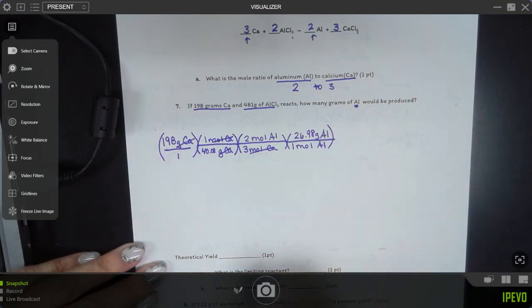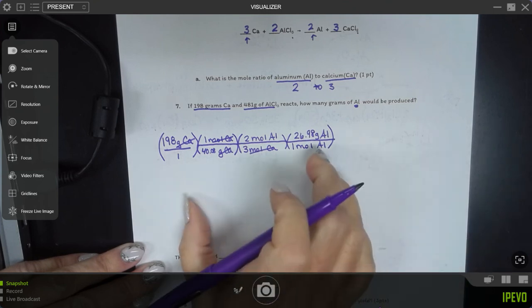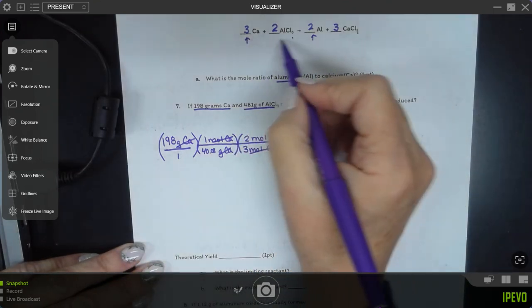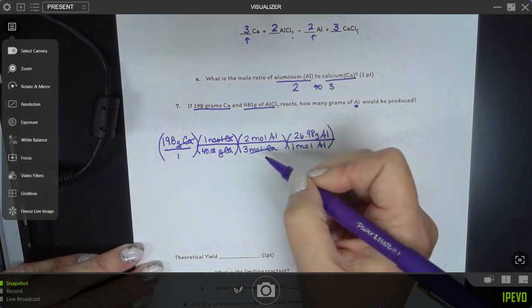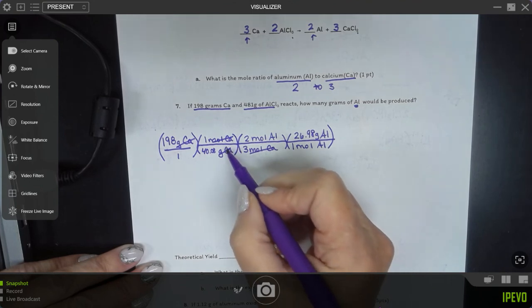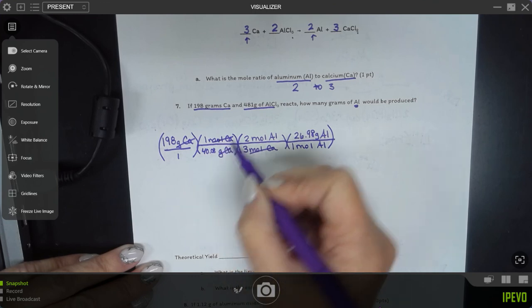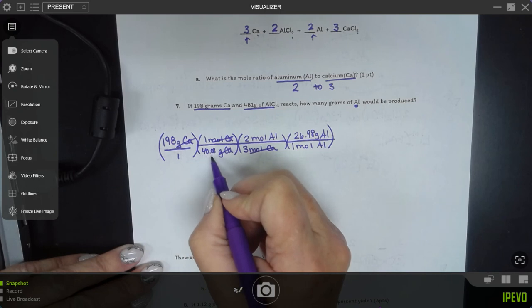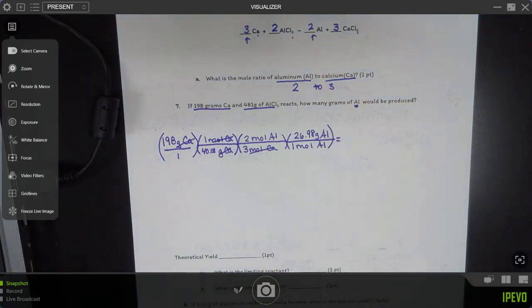Something else to keep in mind when you're doing this stoichiometry calculation: the coefficients of the chemical equation only matter in the middle step. What that means is when we're converting from moles to grams, we only want 1 mole. So even though there's 3 calcium up here, I'm just going to use 1 mass of calcium. All right, so let's do this calculation.